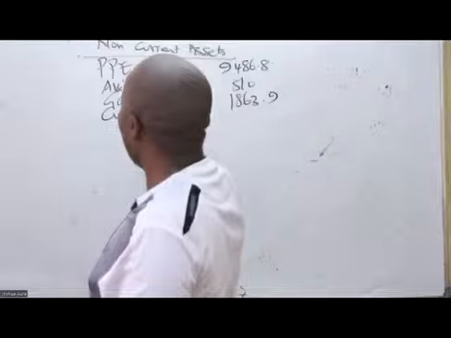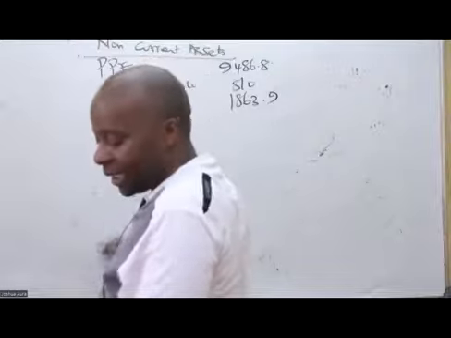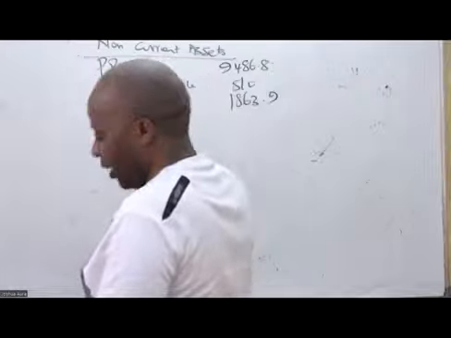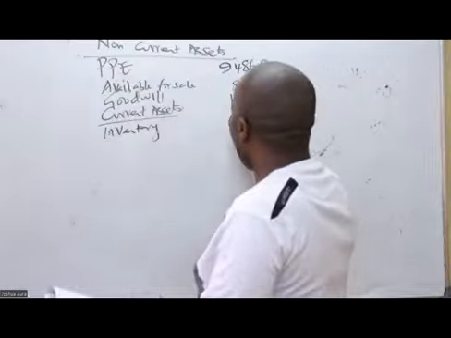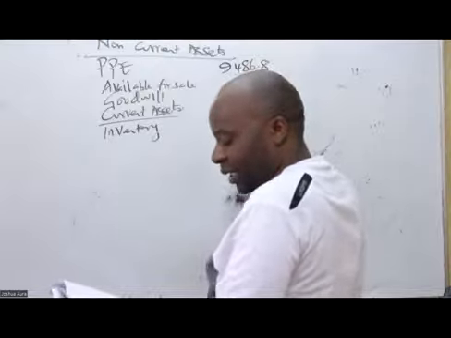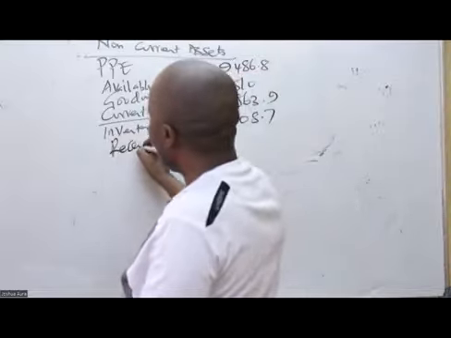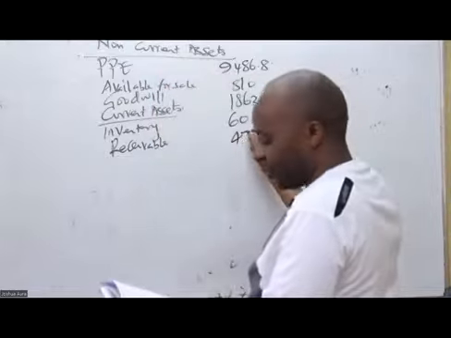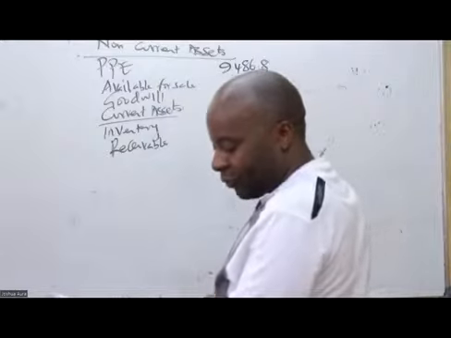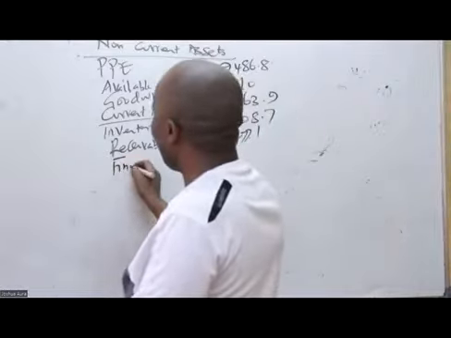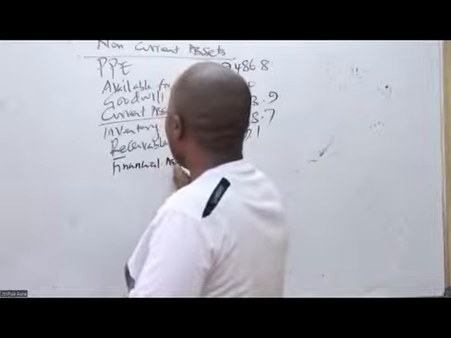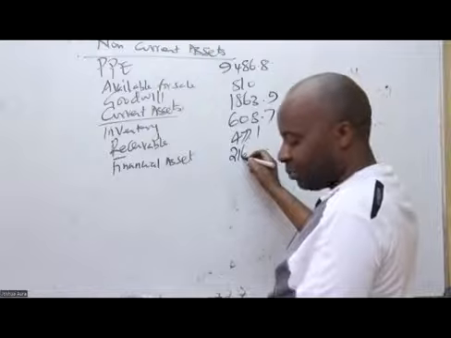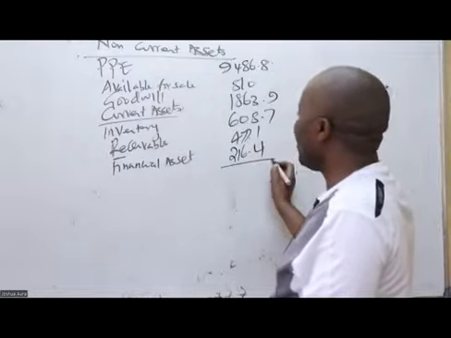We already have these figures, remember. So current assets, we have inventory of 608.7. We have receivables, already we have this figure, 477.1. We have financial asset at fair value of 216.4.